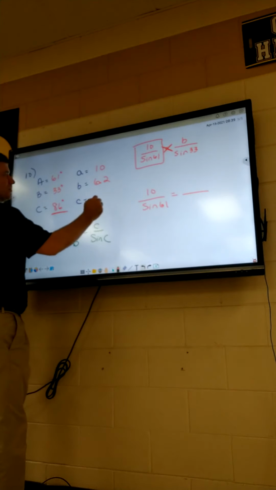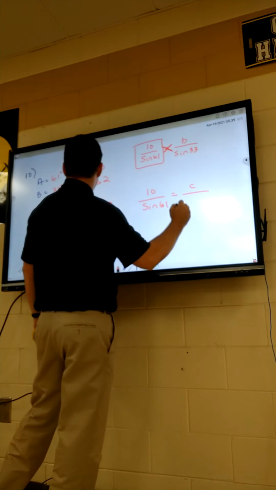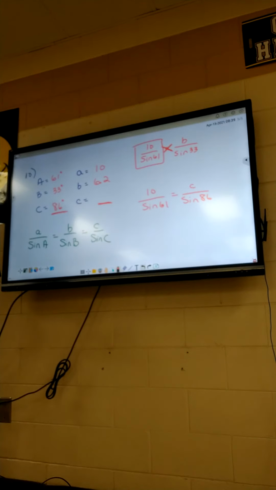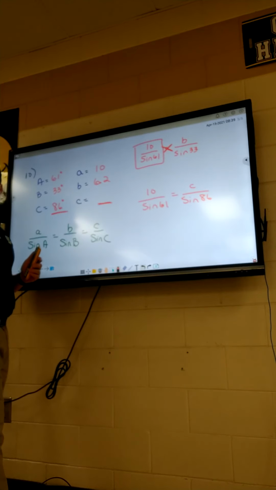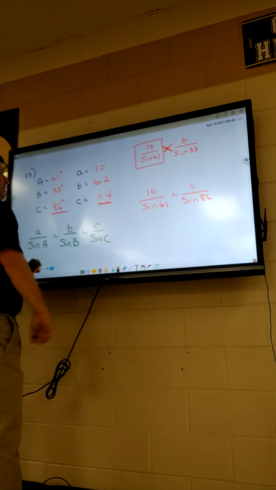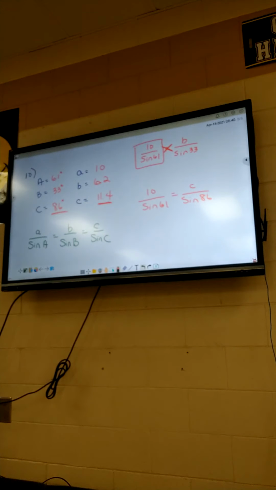All right, so if we want to find little c now, side C, I put little c up top, sine of 86 on the bottom. All right, Hope, I'm going to let you cross multiply and divide that and tell me what you get on your calculator. Okay. That's what I got.